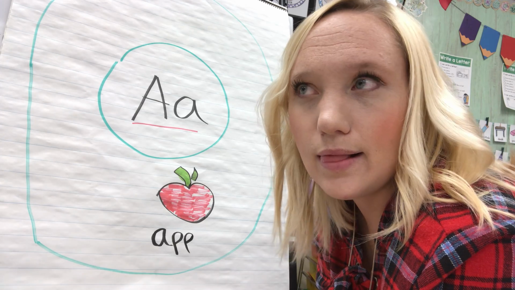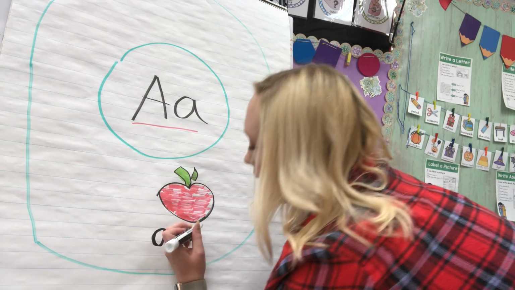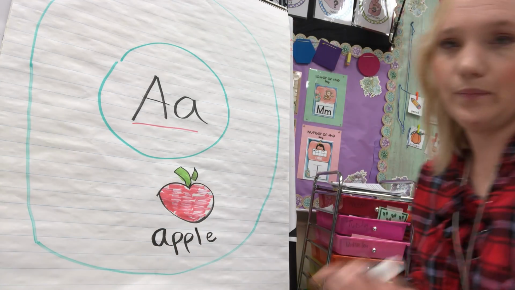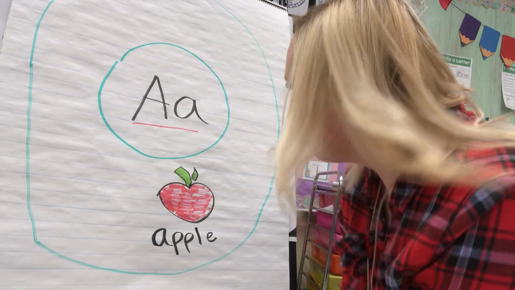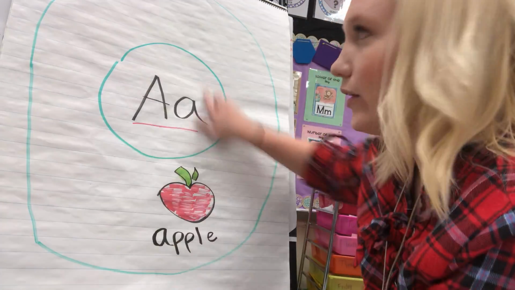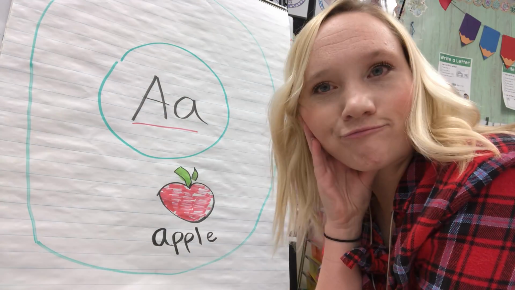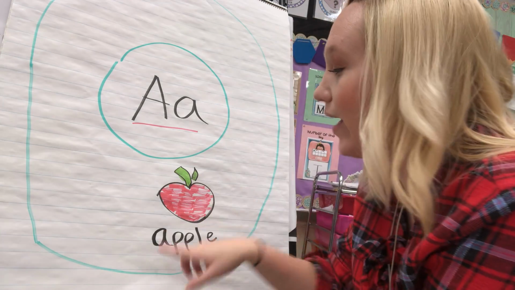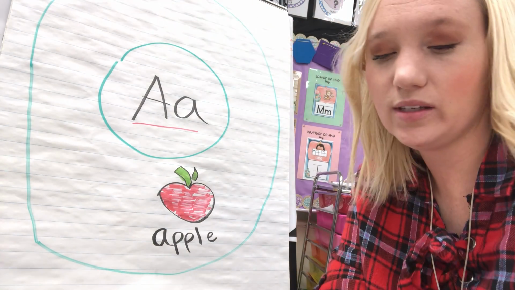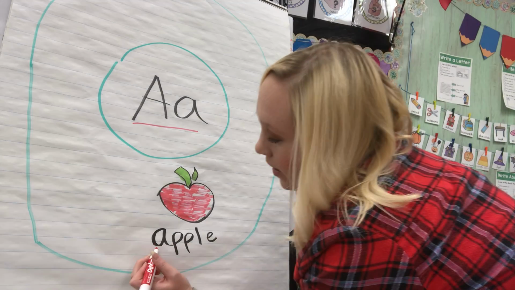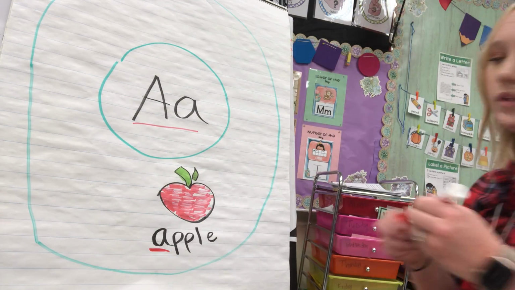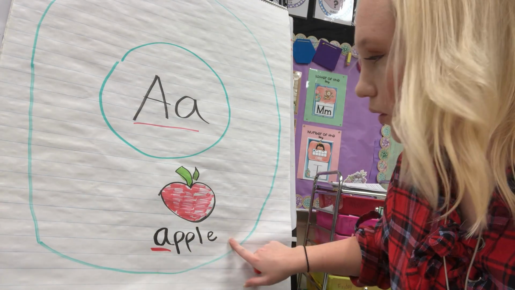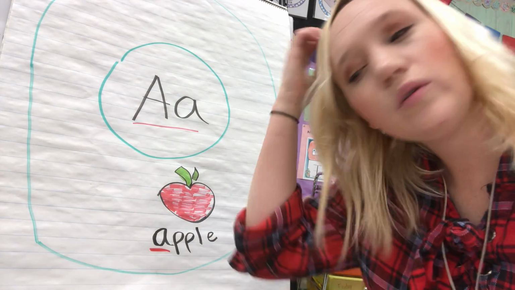What letter says L? The letter L. And then we also have a silent E. Very good. What is another word that we can add to our letter A circle map? What do you think? We've got apple, and because we're focusing on the letter A, I'm going to draw a line under it. Apple. Can you say that with me? Apple. Good. Let's do another one.